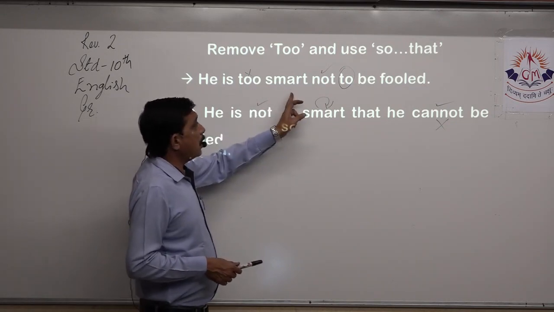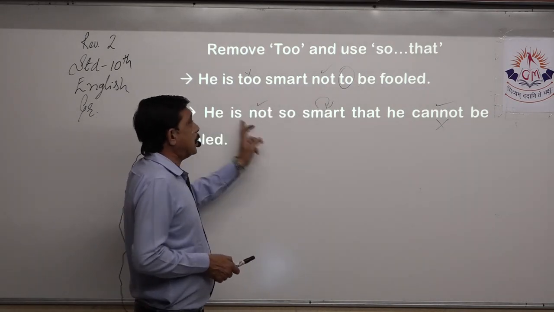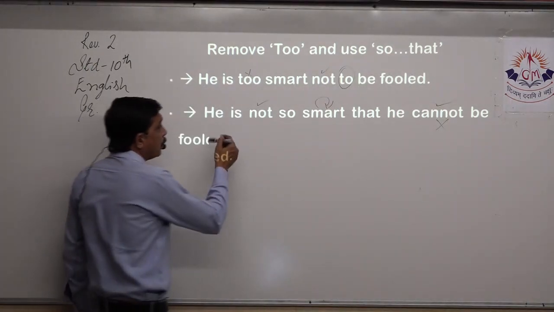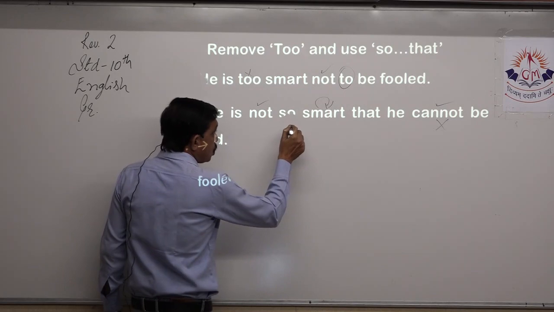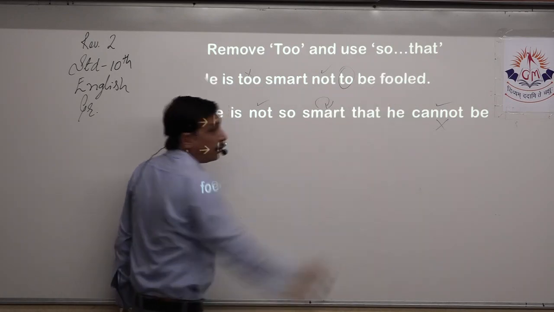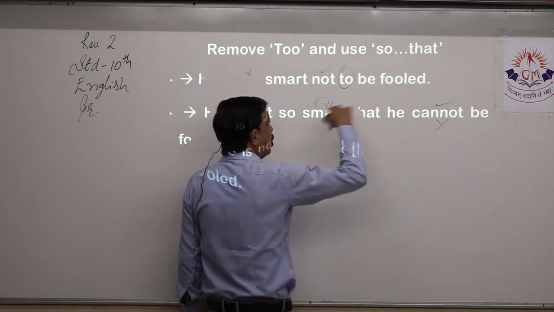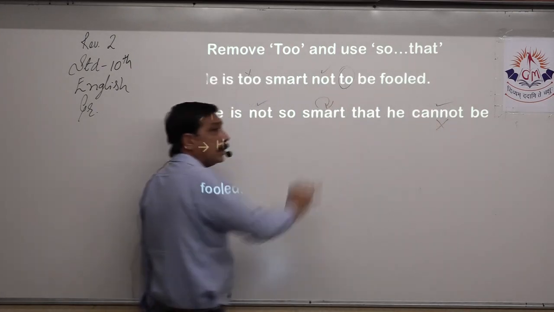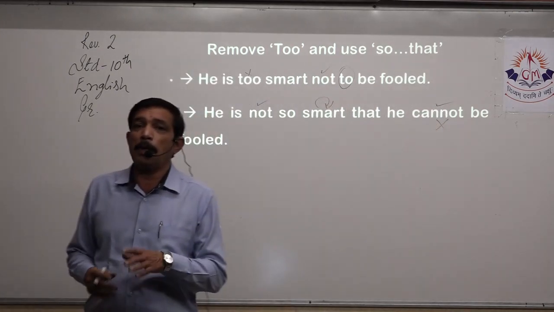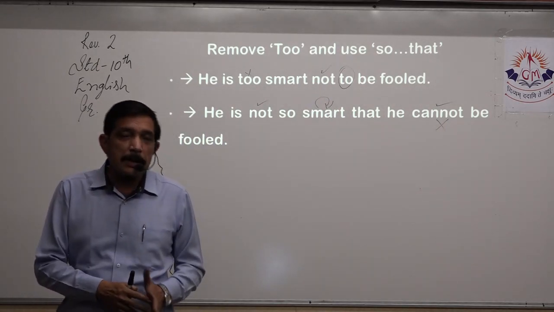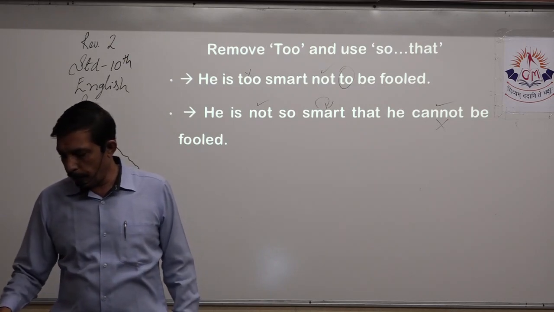He is too smart not to be fooled. He is not so smart that he cannot be fooled. In another way, you can also write, he is not so dumb that he can be fooled. Yes, I either add a negation over here, or I remove that negation and add the antonym of that. The overall effect of the sentence, the overall meaning of the sentence does not change.